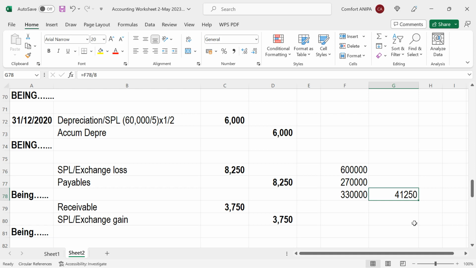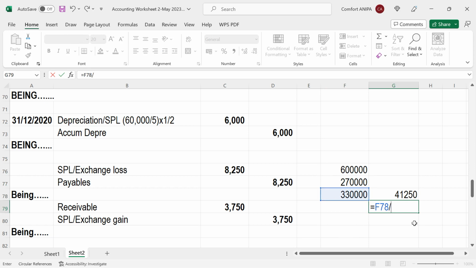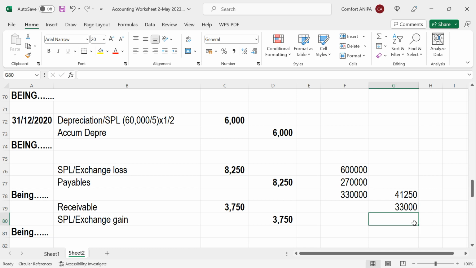But now you have to recognize that the balance of 330,000 came into the books at 10, the transaction date. And so there is an exchange difference. The liability of 330 is now 41,250. So there is an 8,250 loss, because your liability has increased. You started with 330,000 and now it's 41,000. So you credit payable and debit exchange loss to profit or loss.